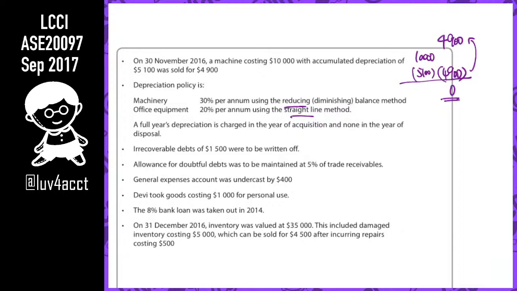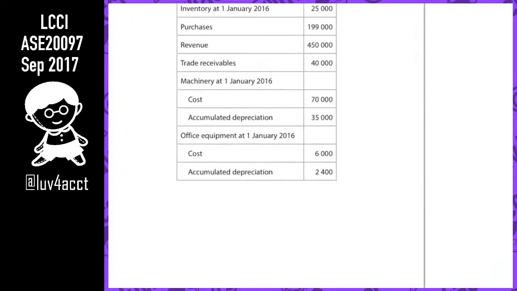Let us go back. Full year's depreciation is charged in the year of acquisition, none in the year of disposal. You can see no other items are related to non-current assets, so we can finish this part first.